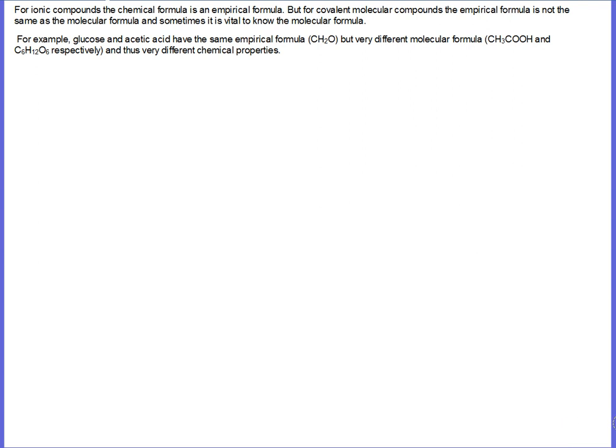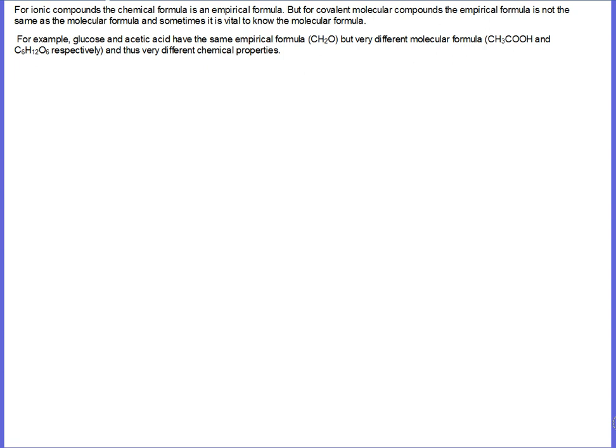Example 6, similar to example 4 and example 5, deals with empirical formulas and gravimetric analysis. But this time we're looking at a covalent molecular compound rather than an ionic compound. For ionic compounds, the chemical formula is an empirical formula. But for covalent molecular compounds, the empirical formula is not the same as the molecular formula, and sometimes it's vital to know the molecular formula.